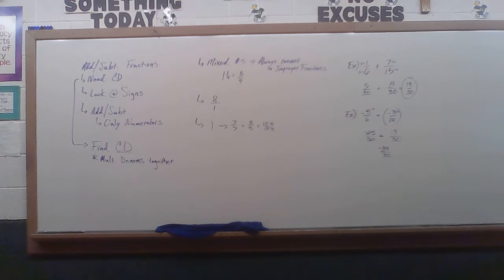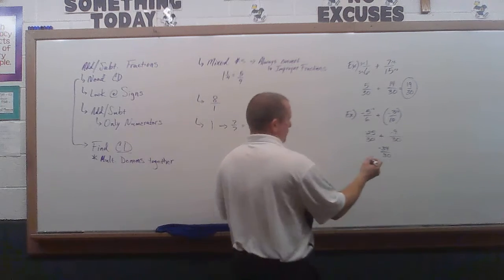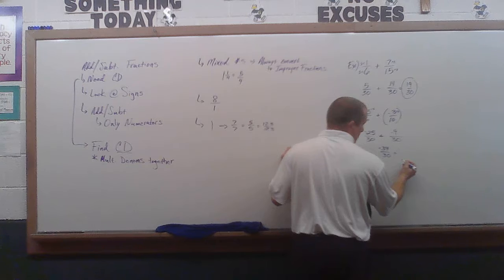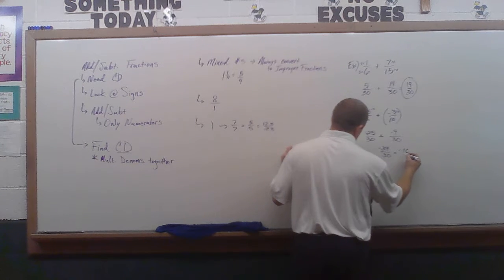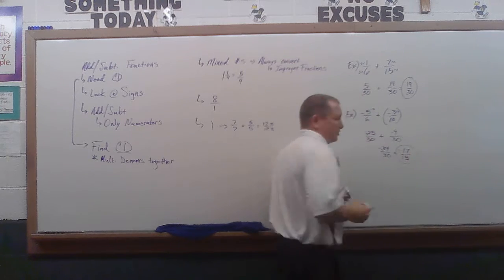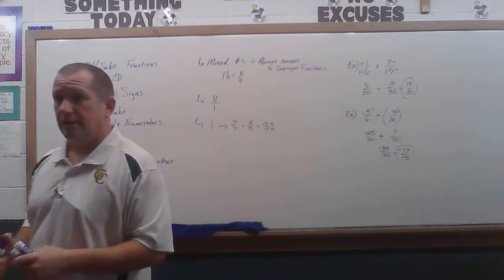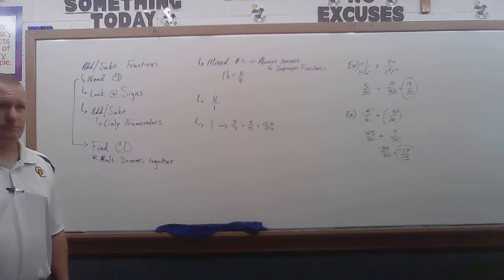Realistically, I think 30 is the least common denominator again, right? I don't think there's anything smaller than that. But notice my answer this time can be simplified. So don't forget to do that. So what do we get? Negative 16 over 50. Is that right? Negative 17. Thank you. Don't forget your negative sign. Okay? And we'll get our answer.